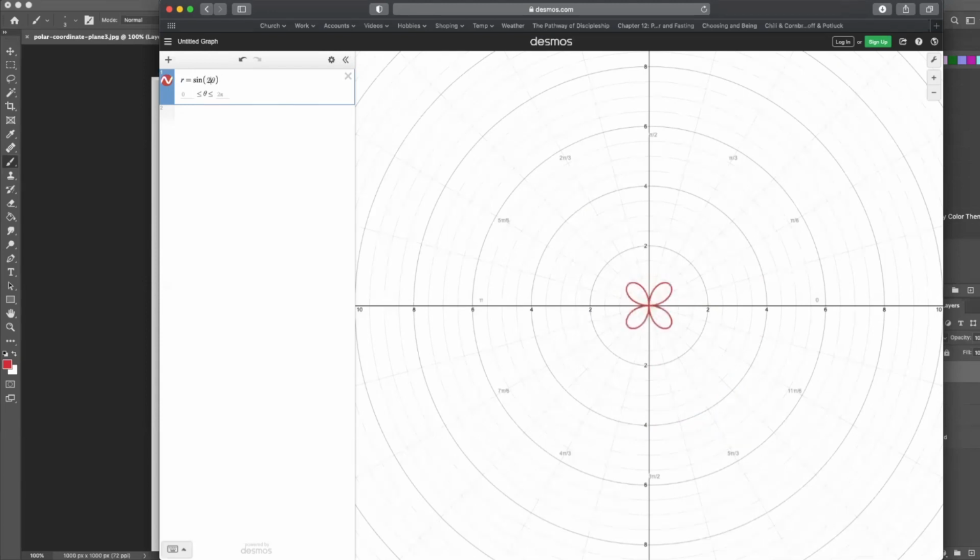But if I type in even numbers, you get double that amount. So here I get 4 leaves. Here I'll get 8 leaves. Here I'll get 16 leaves. And so for that, it gives it double.